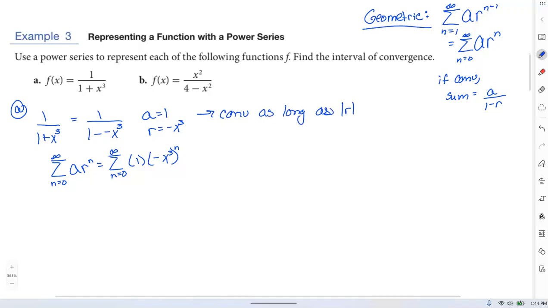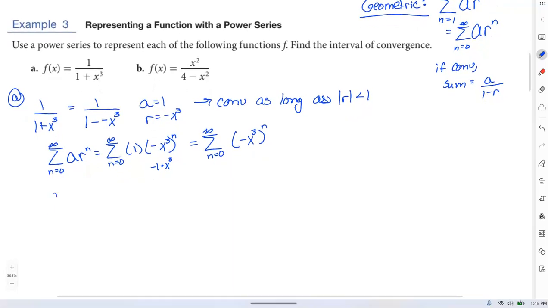As long as the absolute value of r is less than 1, not the radius, the ratio there. So I'm going to clean this up just a little bit. So this is the sum from n equals 0 to infinity of (negative x cubed) to the n. So this is a geometric series, and we know geometric series will converge if the absolute value of r is less than 1. So this thing converges as long as the absolute value of negative x cubed is less than 1.